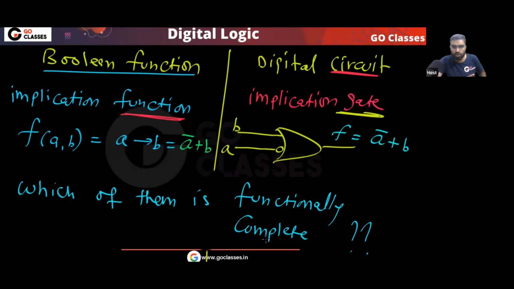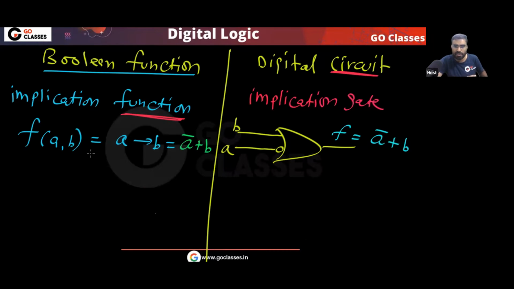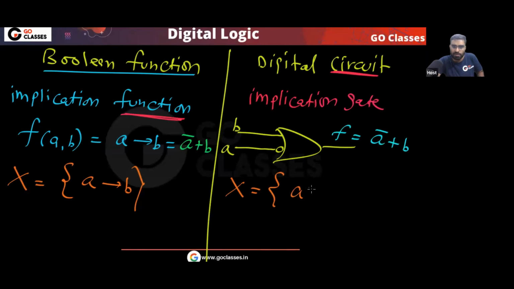Okay. So which of them is functionally complete? Let me tell you. Here you can notice in your set, what is your set X? In your set, you have only this. But here you have this also. You have 0 also. You have 1 also. This is the difference.